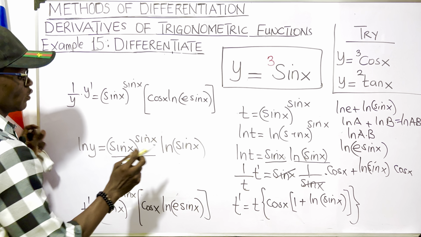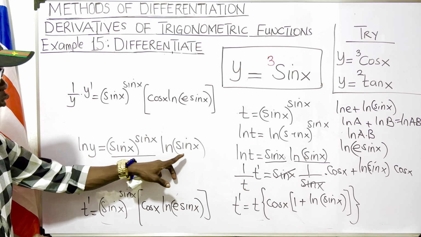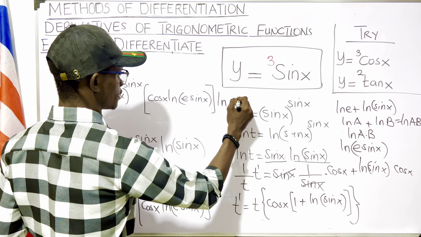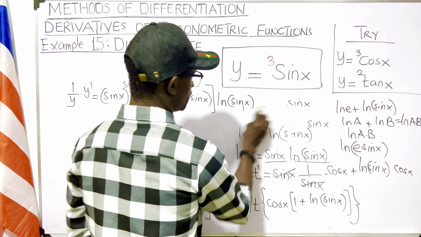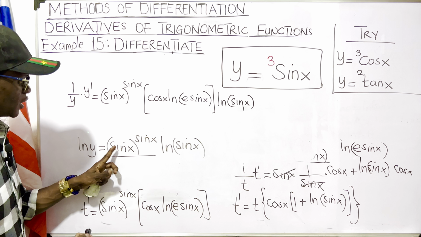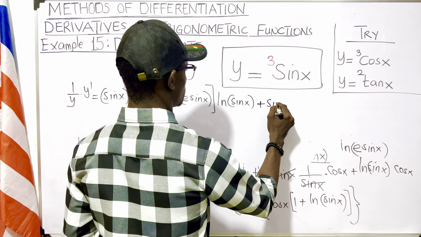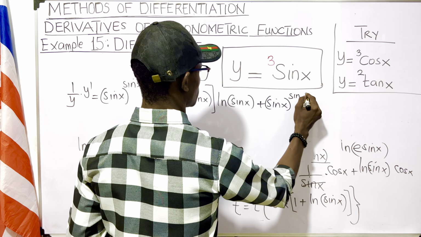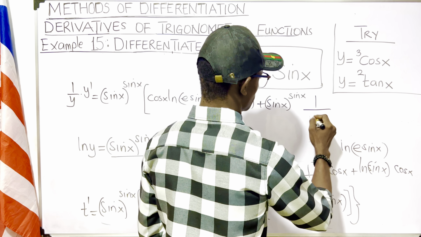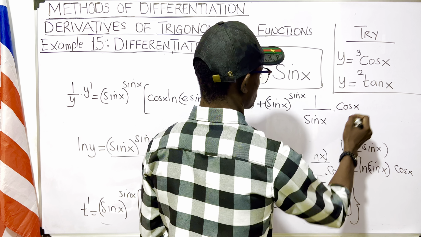Now remember, there are two functions here. So when differentiating this one, we hold onto this expression, which is ln of sine of x. Then we can differentiate the second one. Since we differentiated this first, we can now differentiate this. So we hold onto this. So we have plus sine of x raised to the power sine of x times the derivative of ln of sine of x, which is 1 over sine of x times the derivative of sine of x, which is just cos of x.